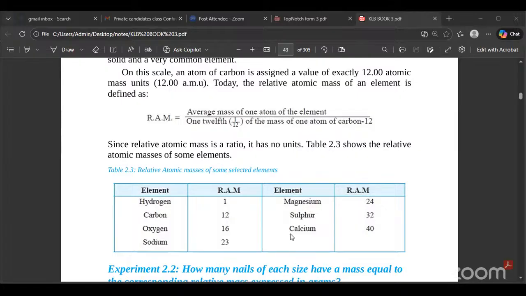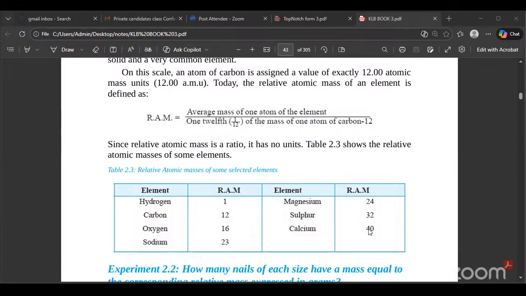Now, we have calcium, which is 20. The RAM, let me just give you an idea of how to know RAM. When you go back to Form 2, there is the atomic number and the mass number. The mass number is the combination of protons and neutrons, P plus N. The atomic number is protons only. So RAM is the mass number.